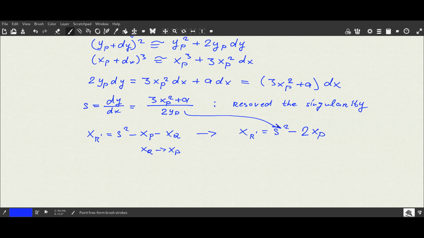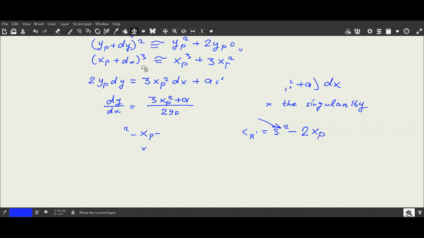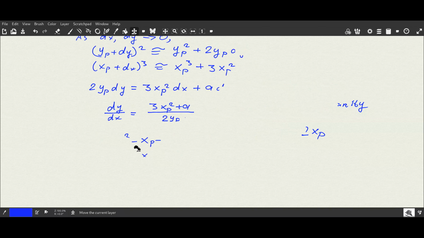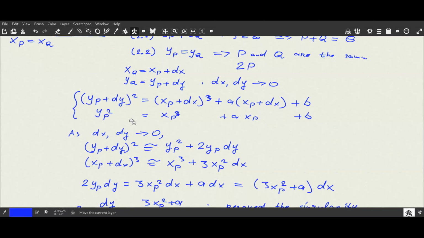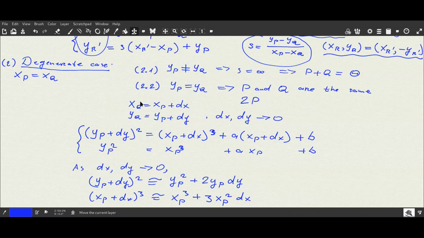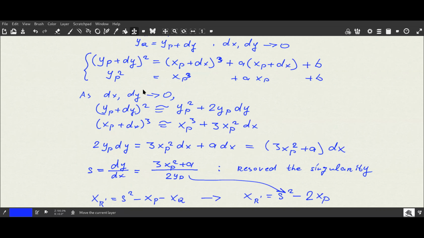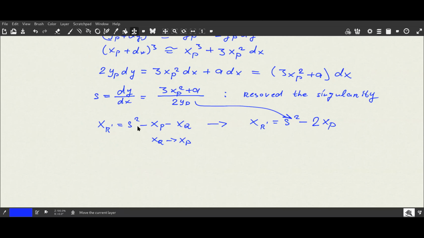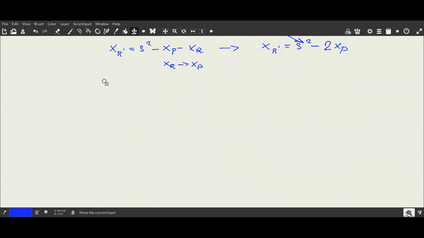Okay, so that's how we resolved all cases, and we defined our arithmetic operations over our elliptic curve. Obviously, yet another degenerate case, very degenerate, but we need to take it into account.